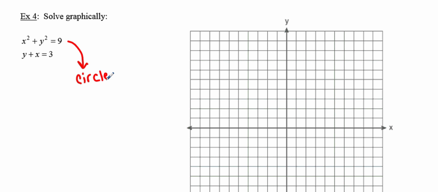In order to graph a circle or to write its equation, we need to know 2 things. We need to know the coordinates of the center of our circle, and we also need to know the length of the radius of our circle.